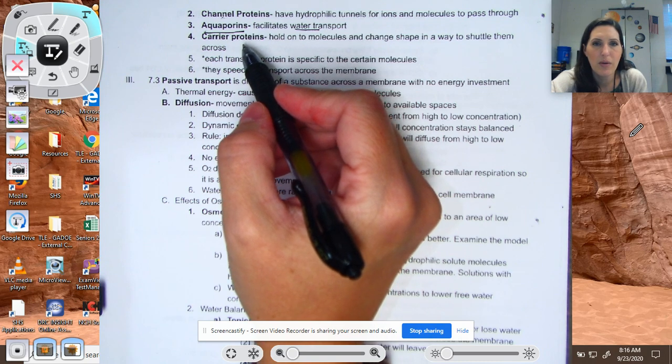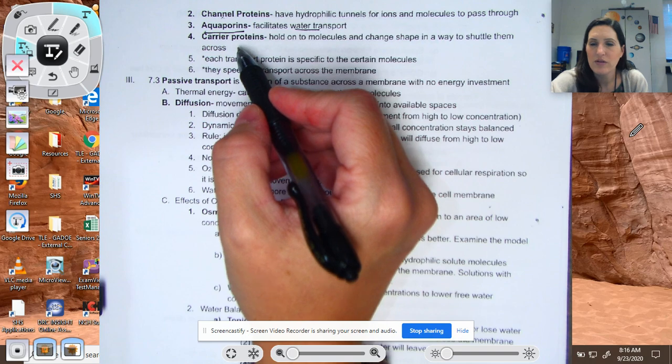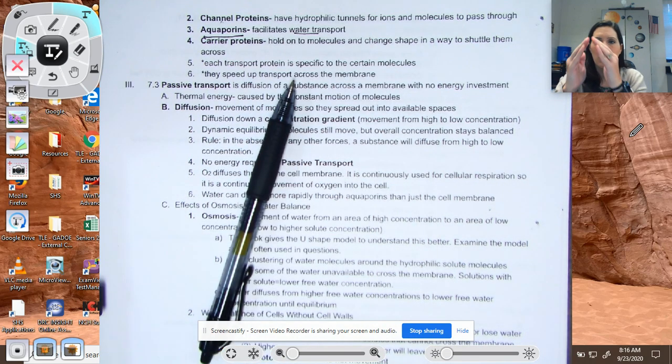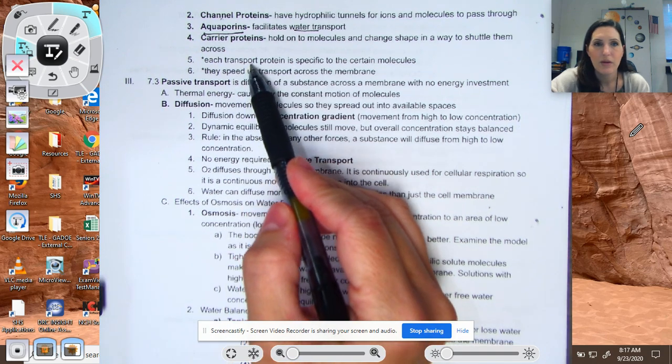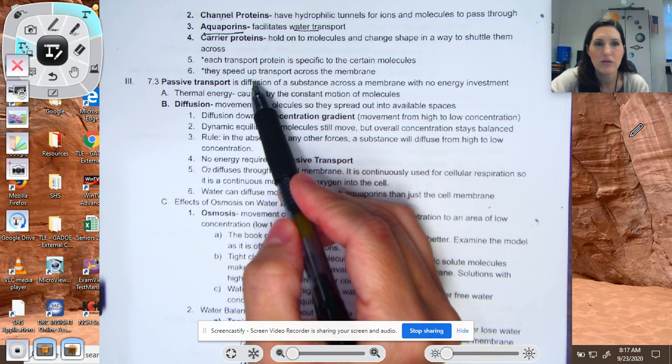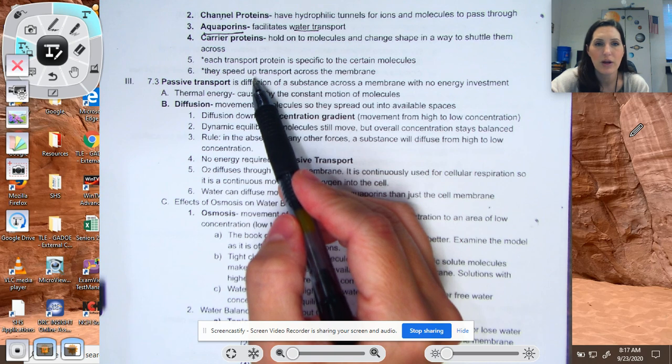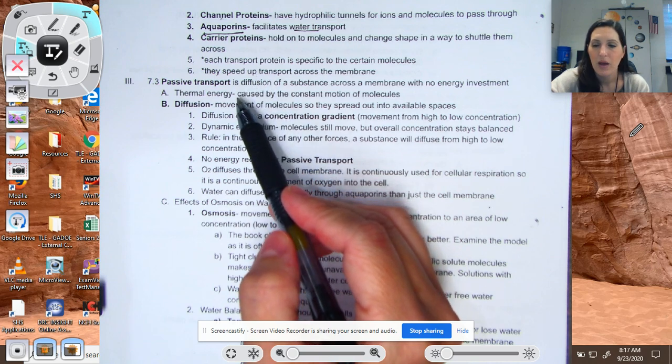Carrier proteins hold on to molecules and change shape in ways to shuttle them across. So these guys, the video does a good job of showing it. So they open like this to take a molecule in, and they change shape to let the molecule out. Each transport protein is specific to certain molecules, and they speed up the transport across the membrane.